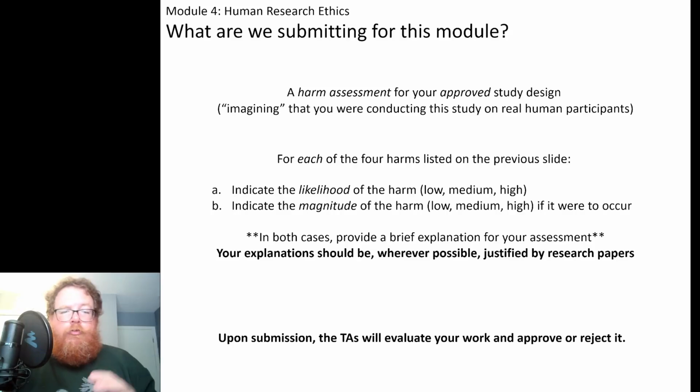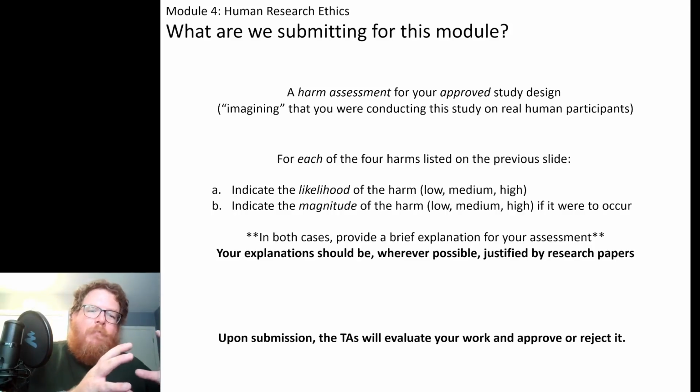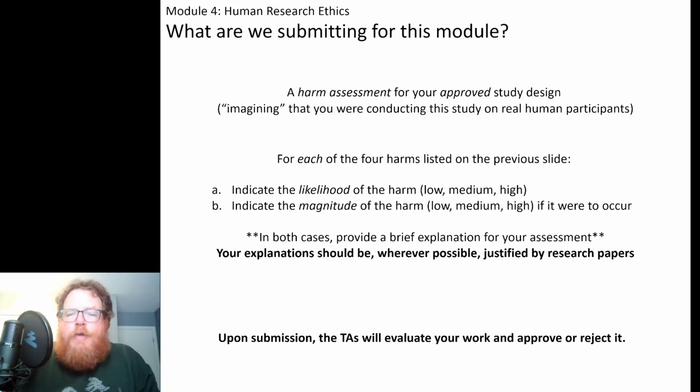So we don't want you just to make a chart and say, legal, low, low, physical, low, medium. I don't want just a chart there. For every likelihood and every magnitude for each of those 4 harms, we want there to be a brief explanation for your assessment provided. And it goes on to say here, your explanation should be, wherever possible, justified by research papers.